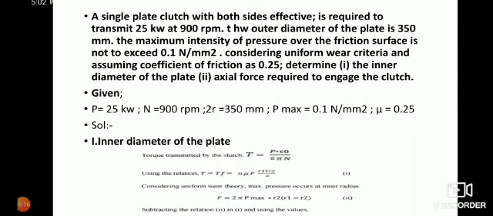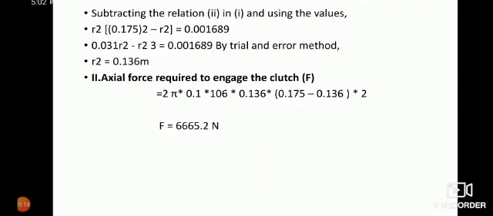Substituting relations 2 and 1 using the values, R2 into 0.0175 into (2 minus R2) equal to 0.01689. 0.031 R2 minus R2 into 3 equal to 0.001689 by trial and error method. From the trial and error method, R2 equal to 0.136.